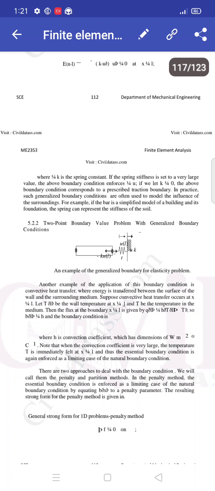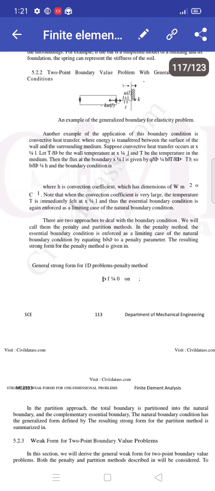So q(L) equals h times the temperature difference in the boundary conditions, where h is the convection coefficient with the dimension of W per square meter per degree Celsius. Note that when the convection coefficient is very large, the temperature T∞ is immediately felt at x equals L, and the essential boundary condition is again enforced as a limiting case of the natural boundary condition.